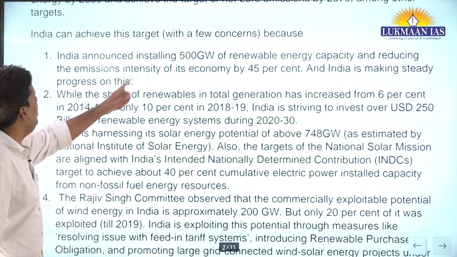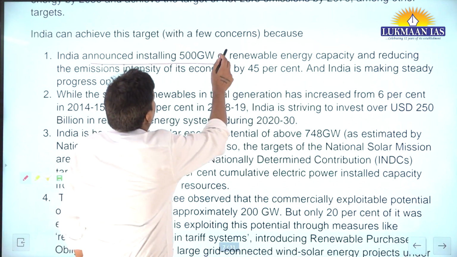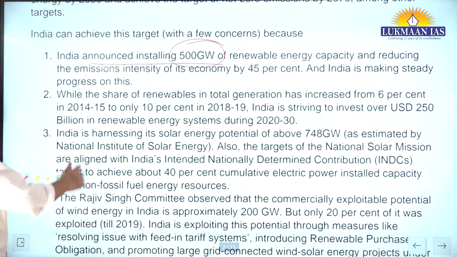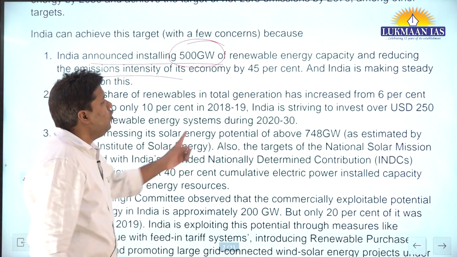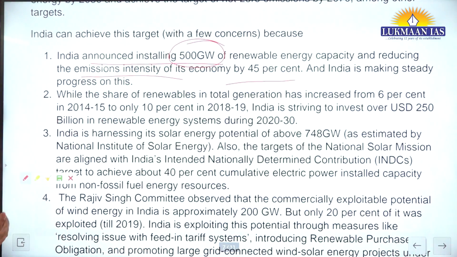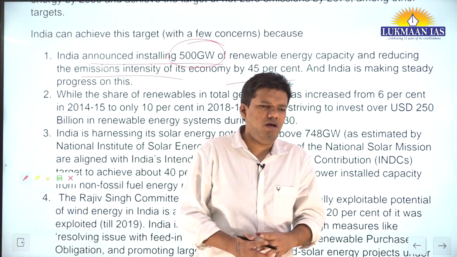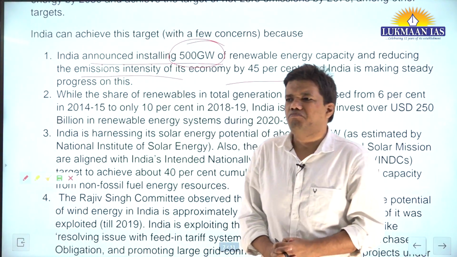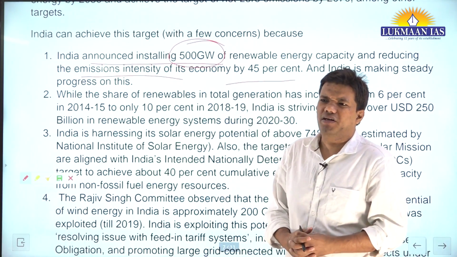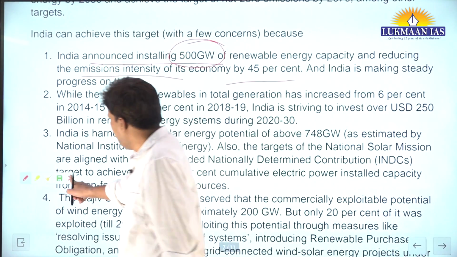So India announced, so why can they achieve it? India announced establishing 500 gigawatt of renewable energy capacity and reducing emission intensity by 45%. And India is making steady progress towards it. So this is the way you can say. See, we are writing that it can achieve. But my understanding is that India will miss by a big margin, right? How will you achieve 50%? What is the present situation?